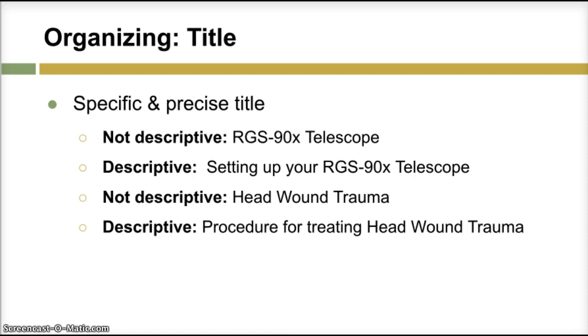Okay, let's look through each part of the document itself. So we'll start first with the title. You should have a specific and precise title. Look at this first one. This is not descriptive at all. RGS 90X telescope. Instead, create a descriptive title: Setting Up Your RGS 90X Telescope.